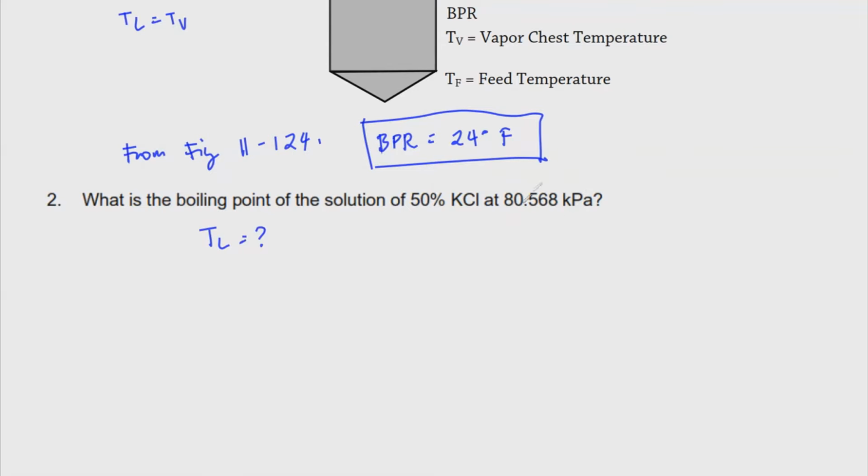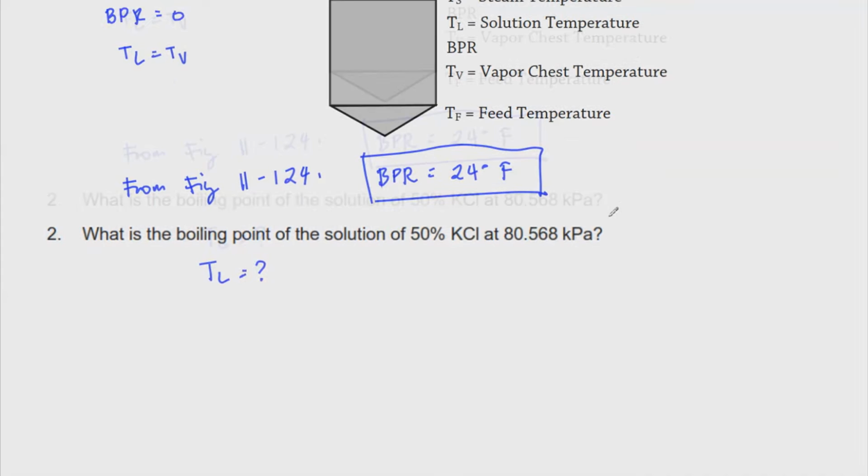So we know na kung ito is 80.568 kilopascal, ina-assume lagi natin ito. So we have 50% KCl at 80.568 kilopascal. So basically, kapag meron tayong pressure na given, it is common na i-assume natin na this is the operating pressure. So in this case, our operating pressure would be that it is equal to 80.568 kilopascal. And knowing naman na yun yung ating operating pressure, we can obtain our vapor chest temperature from this pressure.